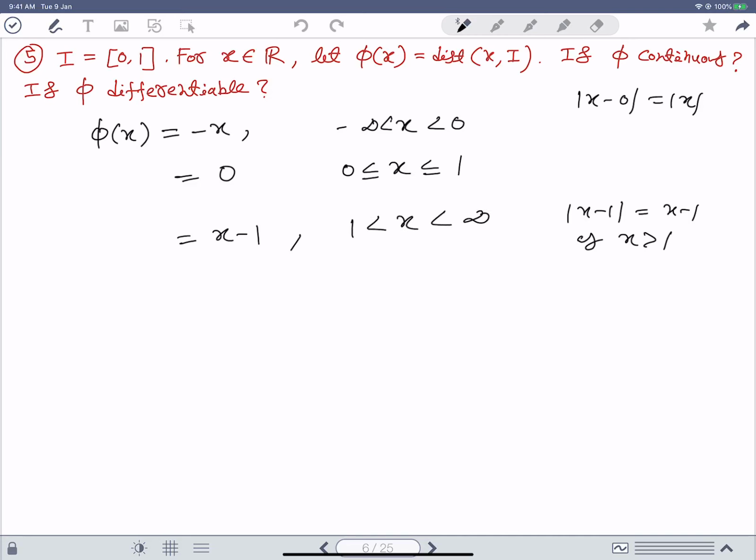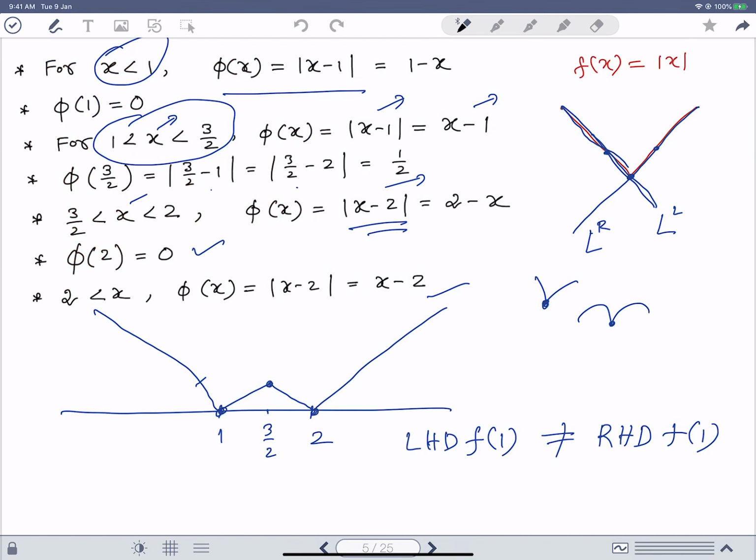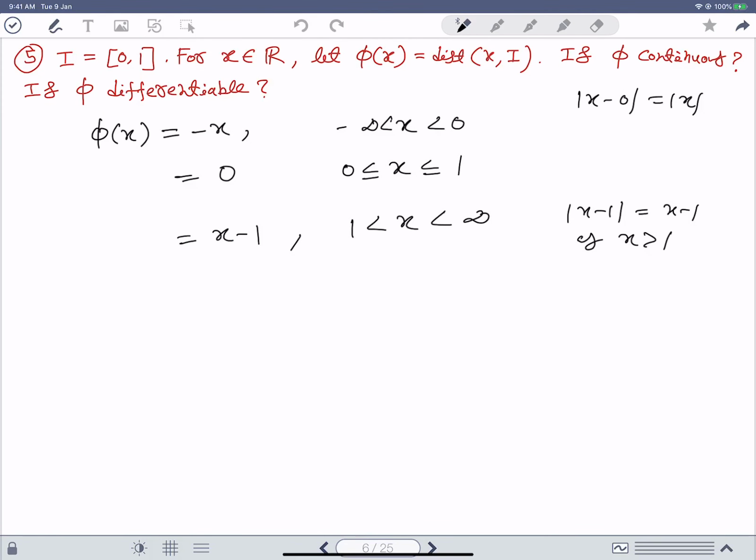Question: phi of x, what is it equal to? Distance of x from I, we have given the definition, right? So, this is the distance. No, it is the distance between x and I. Okay. Distance.